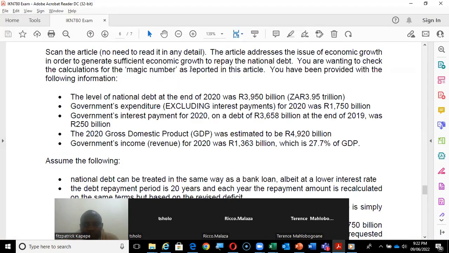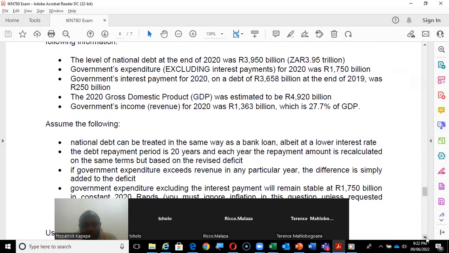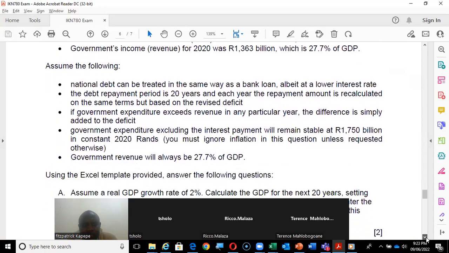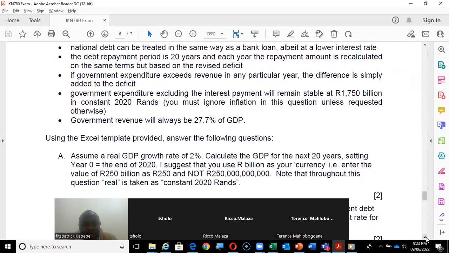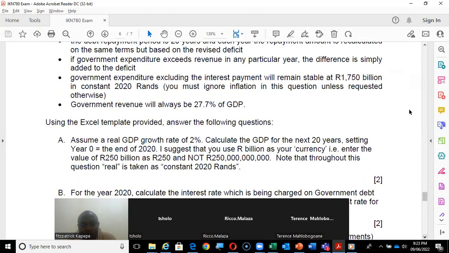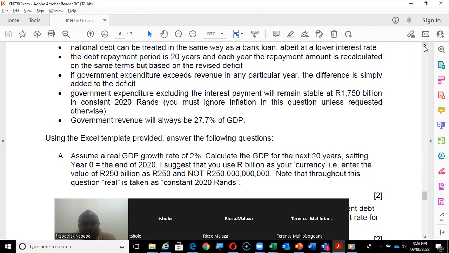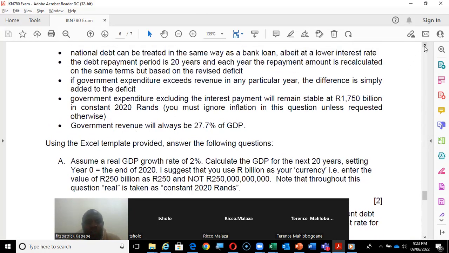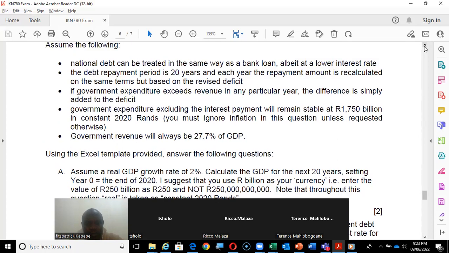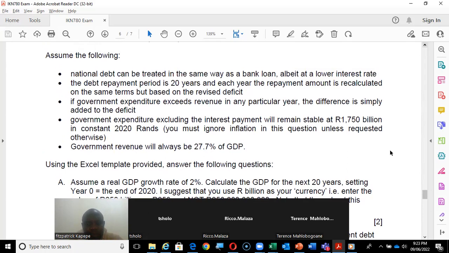What else? I think we've harvested almost all the numbers here. Is there a number that we have left? I think all the numbers have been harvested. I'm trying to understand that statement, Fitzpatrick. When they say government interest payment for 2020 on a debt of 3,658 billion at the end of 2019 was, so we have an interest payment of 250.